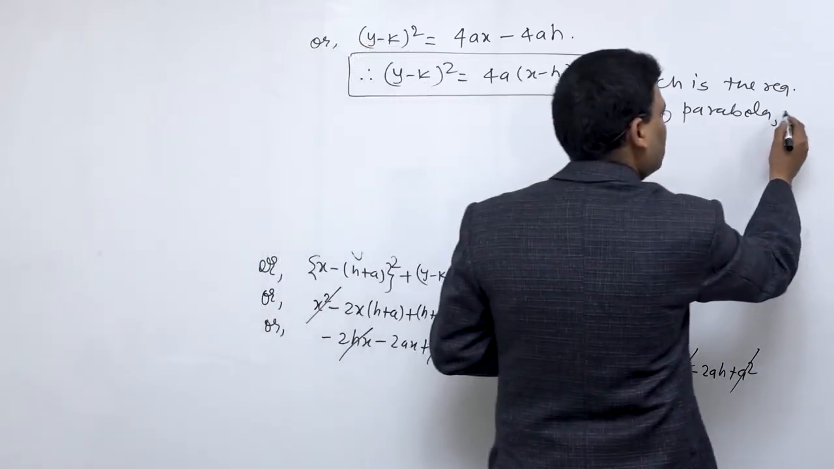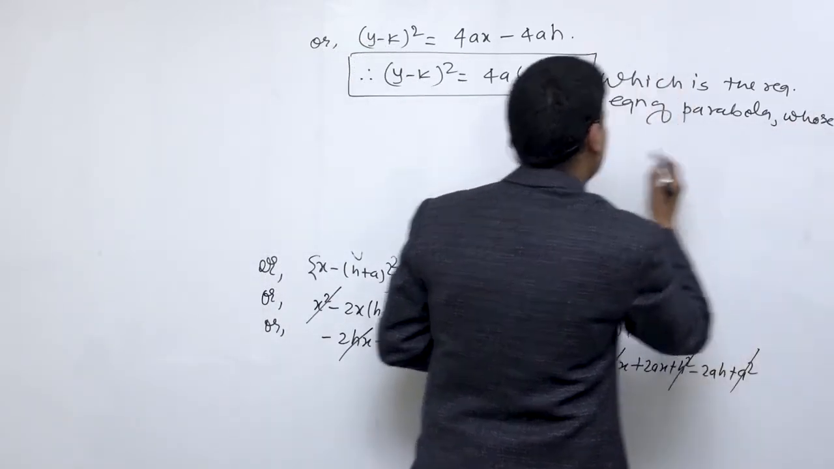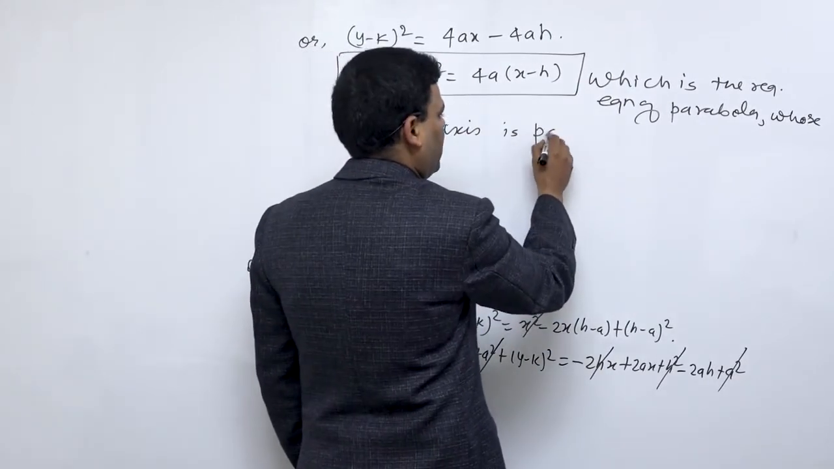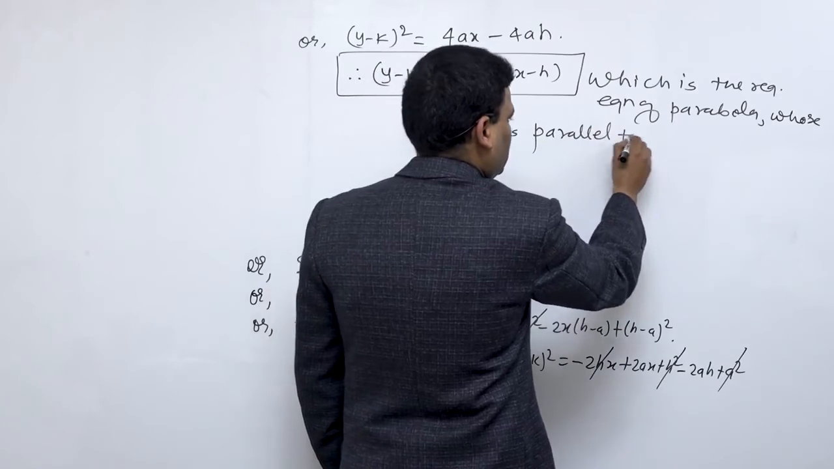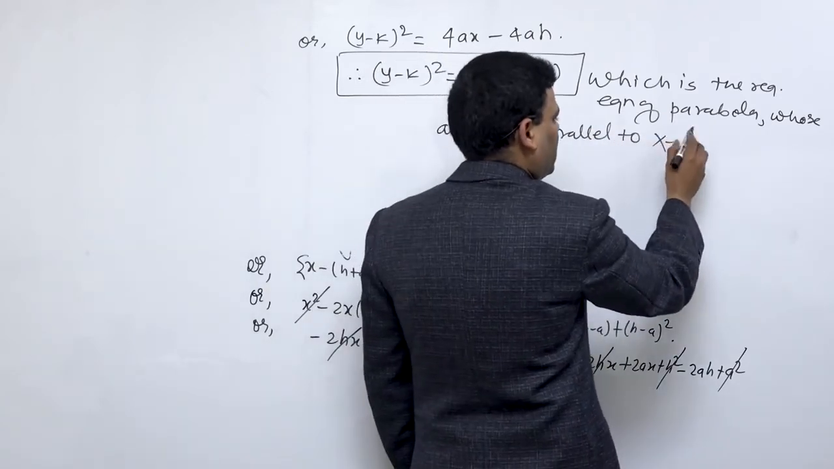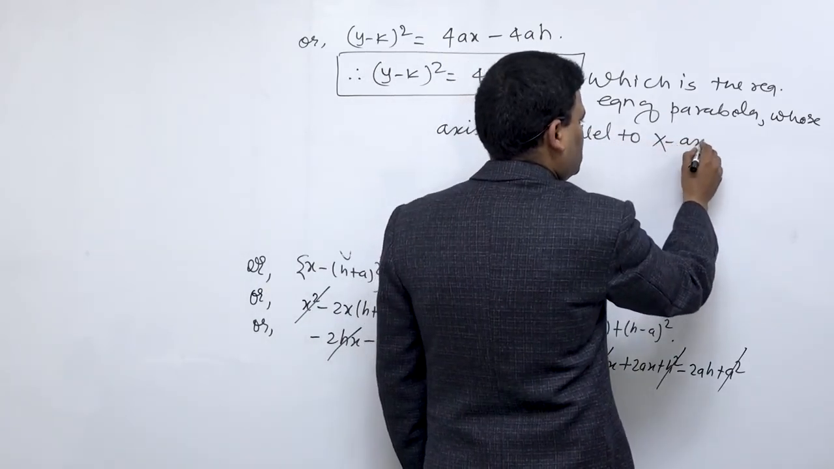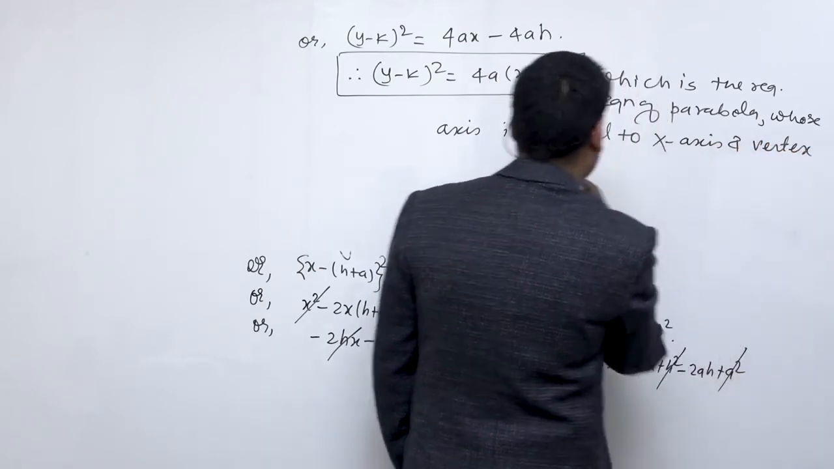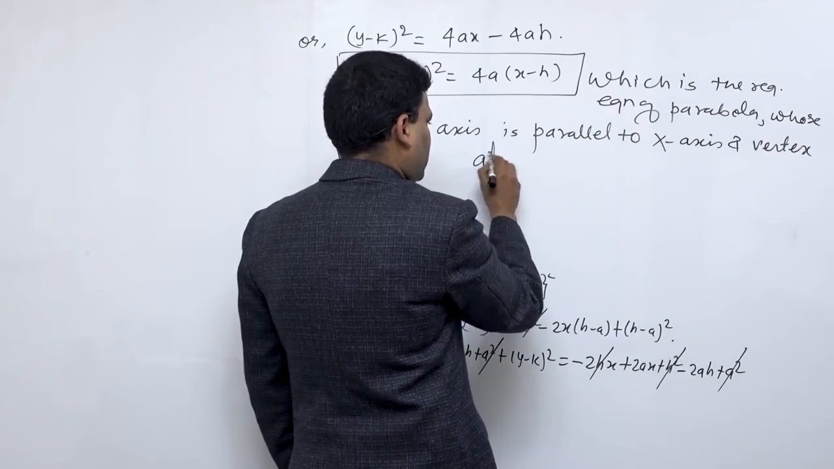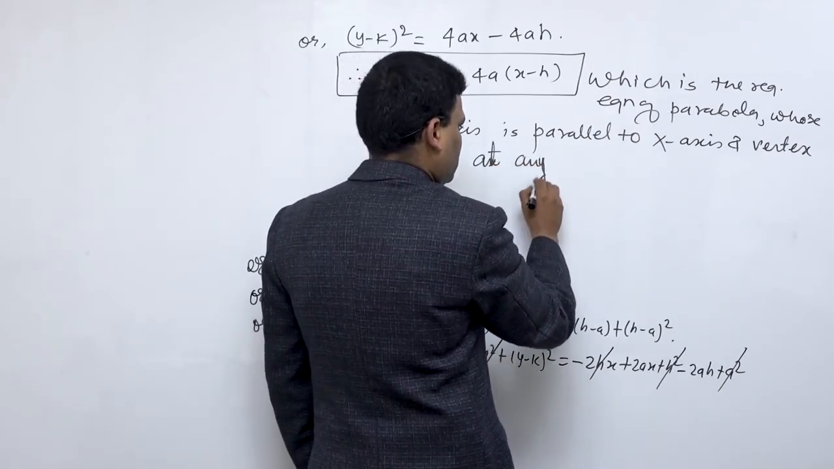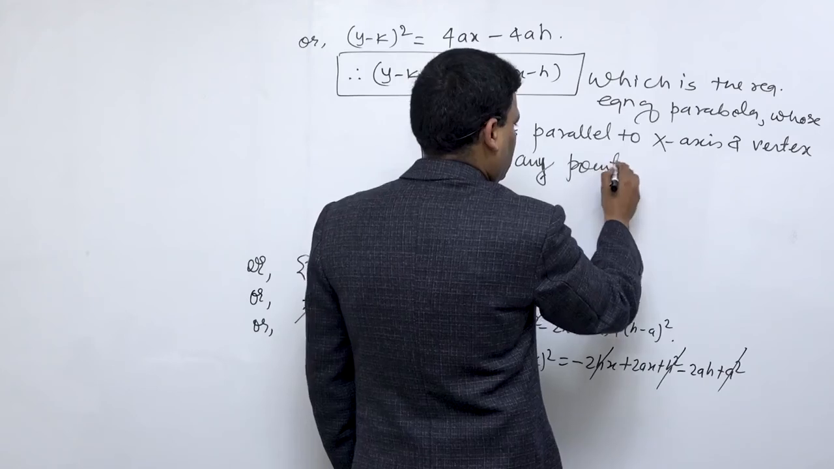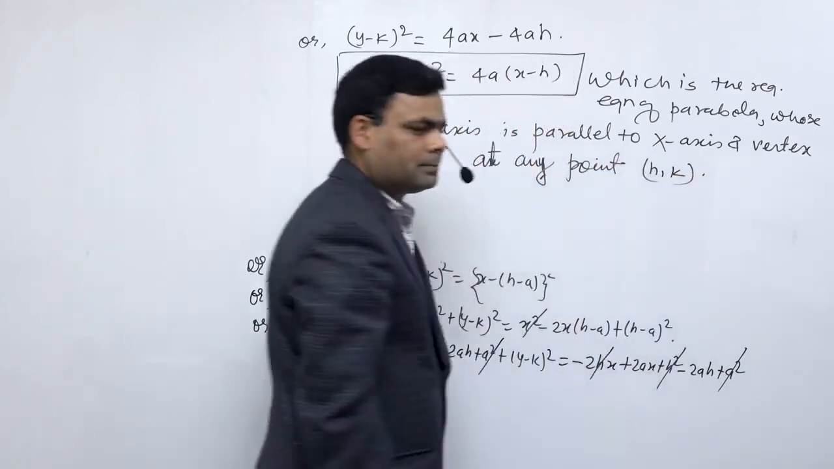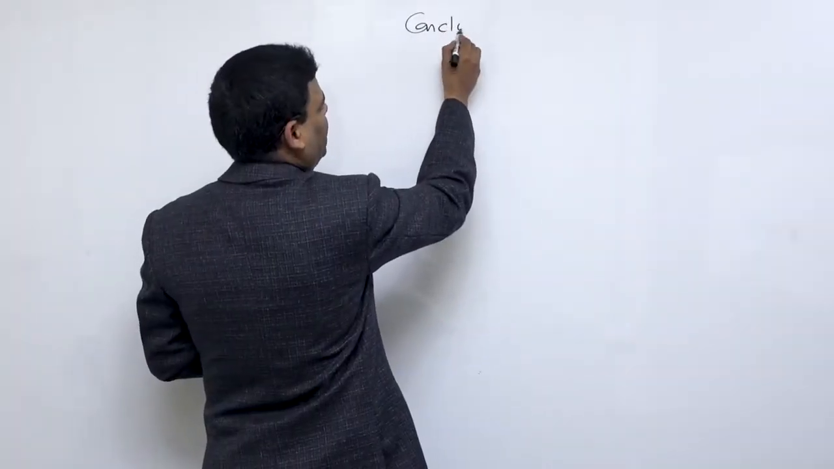whose axis is parallel to the x-axis and vertex at any point (h, k). This is the conclusion of the theorem.